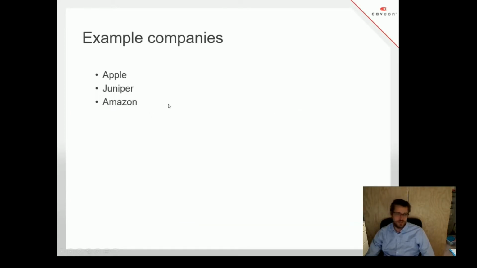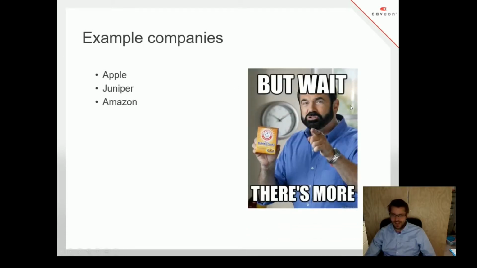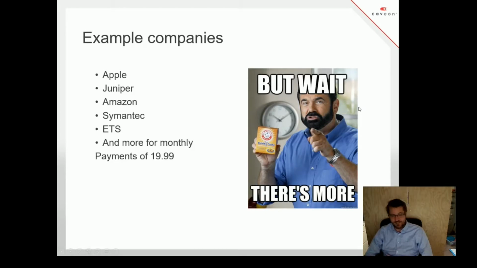Here is a list of example companies that come off one of these sites. Companies like Apple, Juniper, Amazon, and wait, there's more. Essentially, Symantec, ETS, and many more for simple monthly payments of $19.99. But joking aside, most IT tests can be found through a brain dump site.